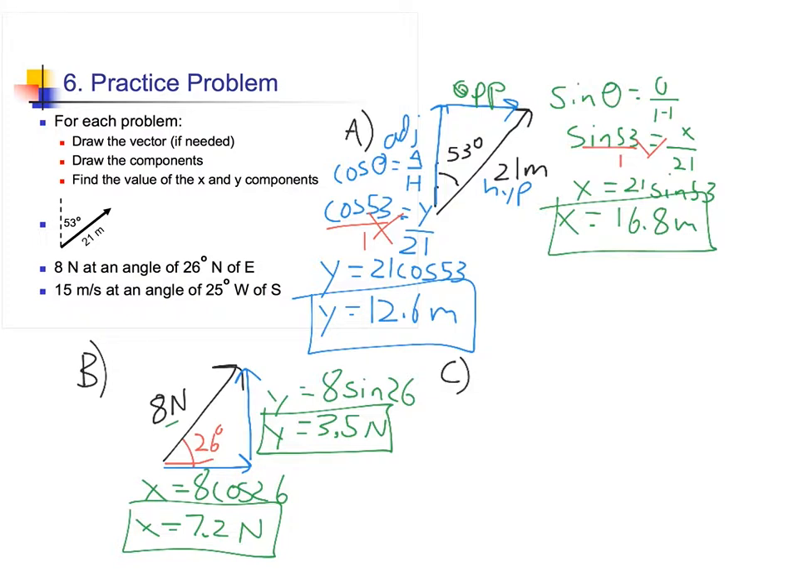Moving on to the last one here, we have 15 meters per second at an angle of 25 degrees west of south.